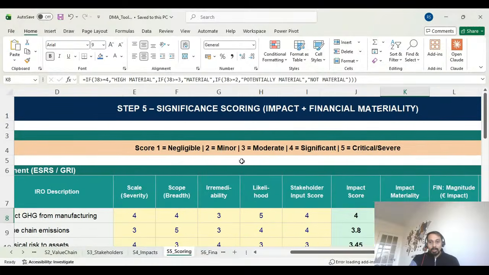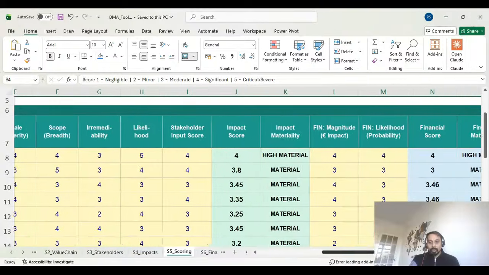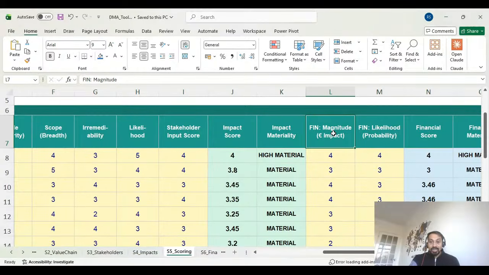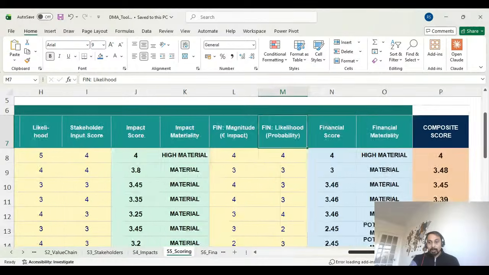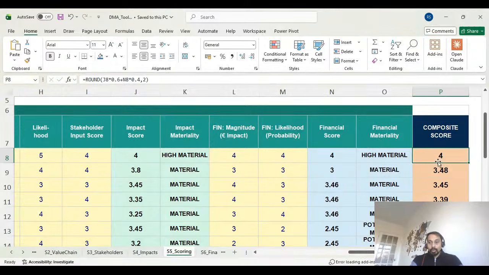You can see the overall legends here, and it can be part of the overall magnitude, which is a financial impact, and similarly you can have a financial score. This is the composite score of the impact score and the financial score. So it is roundabout 4, which is kind of average.